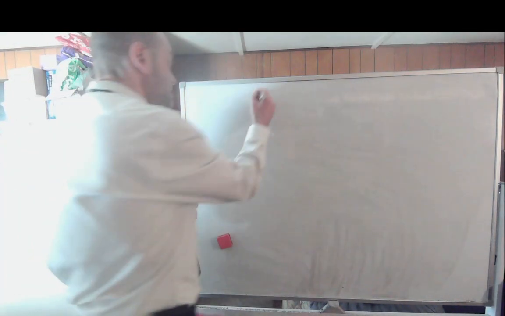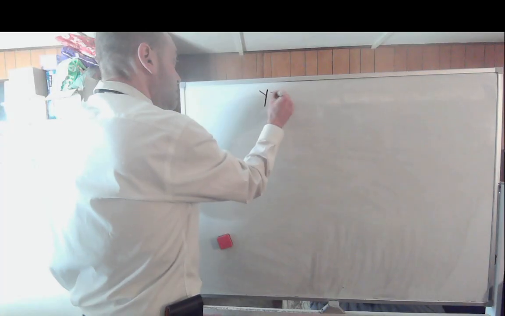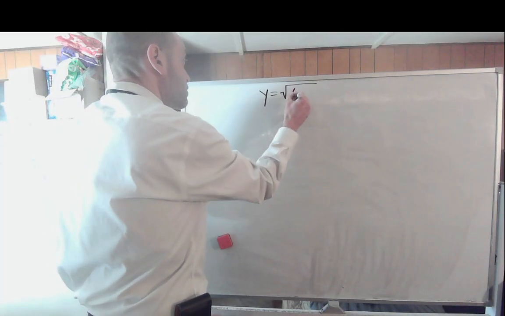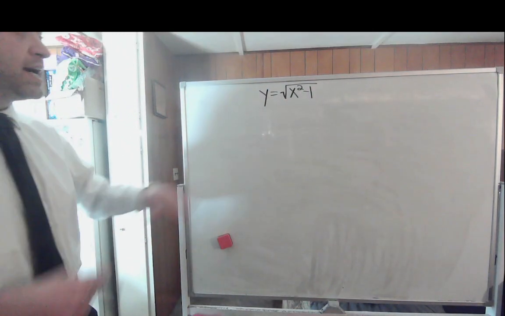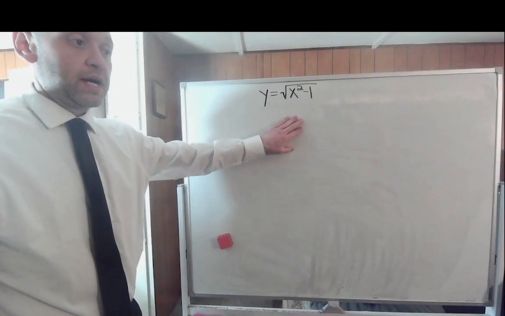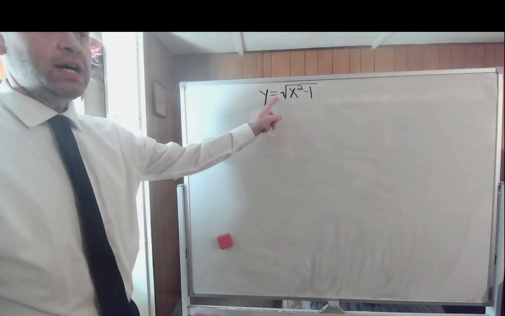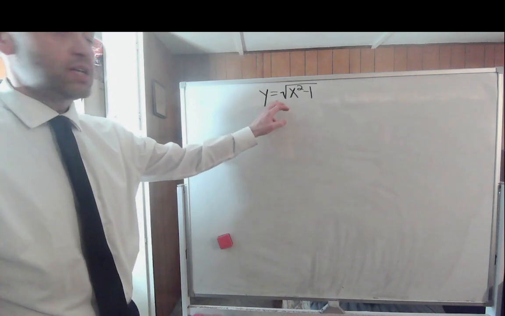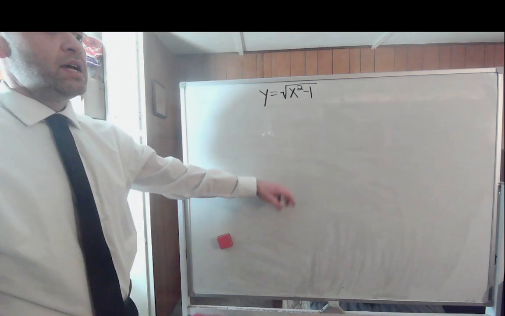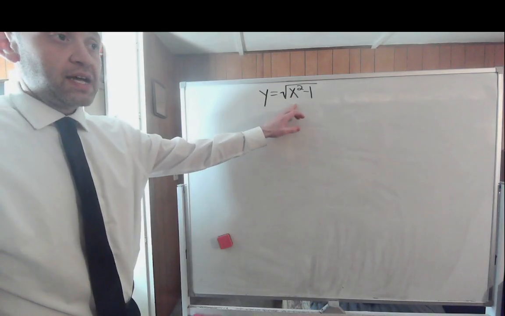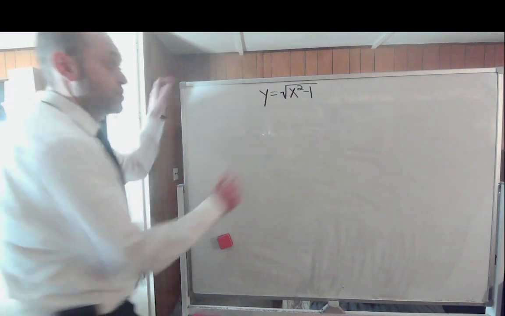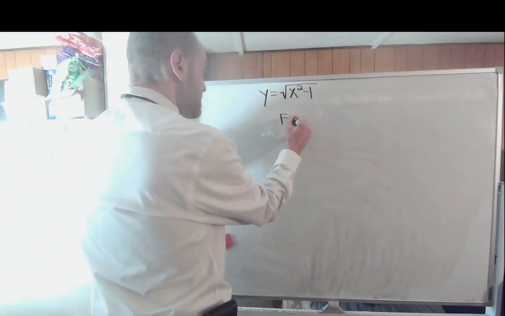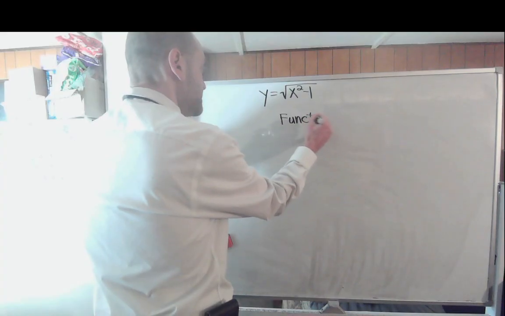Now, what if I had something like this? y equals the square root of x squared minus 1. So it's just the positive square root. You don't see a plus and minus on it. No matter what value of x I put in, I'll have one and only one value of y. So this would be a function. This actually is a function in this case.